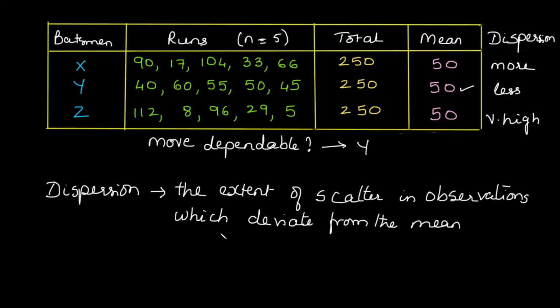So the extent of scatter in observations which deviate from the mean is what is known as dispersion, which means it tells us the extent to which items may vary from some central value. For example, in the case of batsman X, his number of runs are quite different about the mean value. With respect to batsman Y, they are a little similar to the mean. With Z, they are very much different from the central value. So dispersion is also known as extent of scatter, spread, or variation of data.